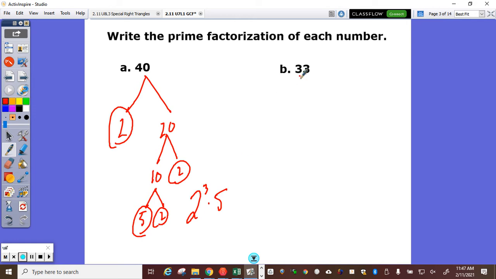All right, 33, we have 3 and 11. I can't go any further than that because both of these are prime numbers. So the product of the primes is 3 times 11. Fairly easy.